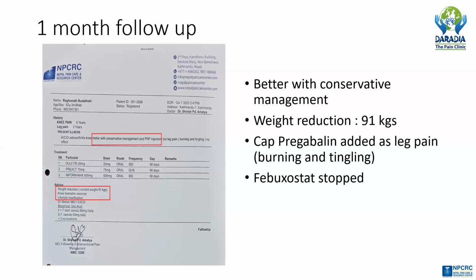So if any patient is completely asymptomatic but the uric acid level is high, should we treat the uric acid level or not? The answer is yes, because the chances of urate crystal arthropathy will be increasing in these patients.